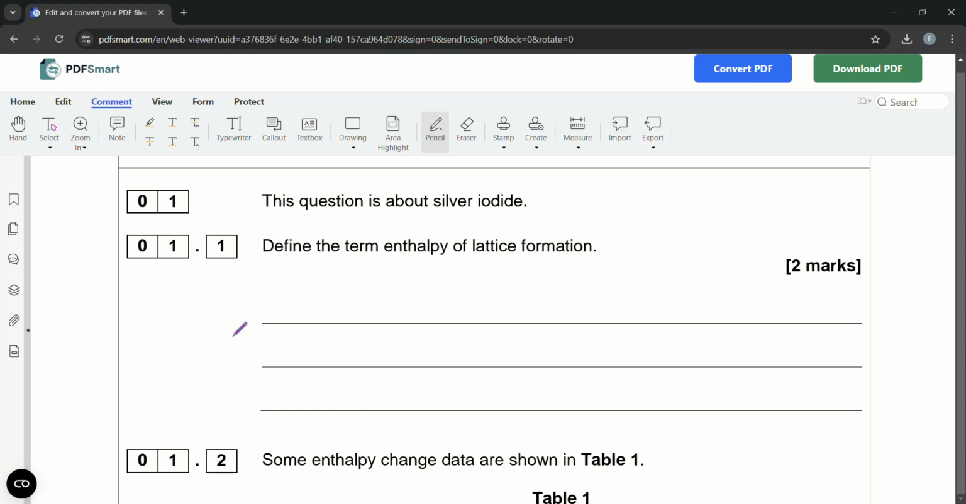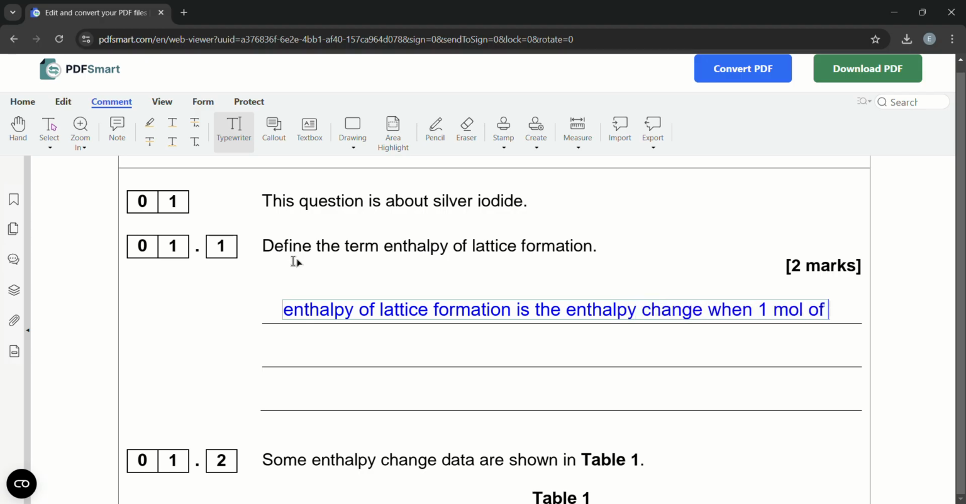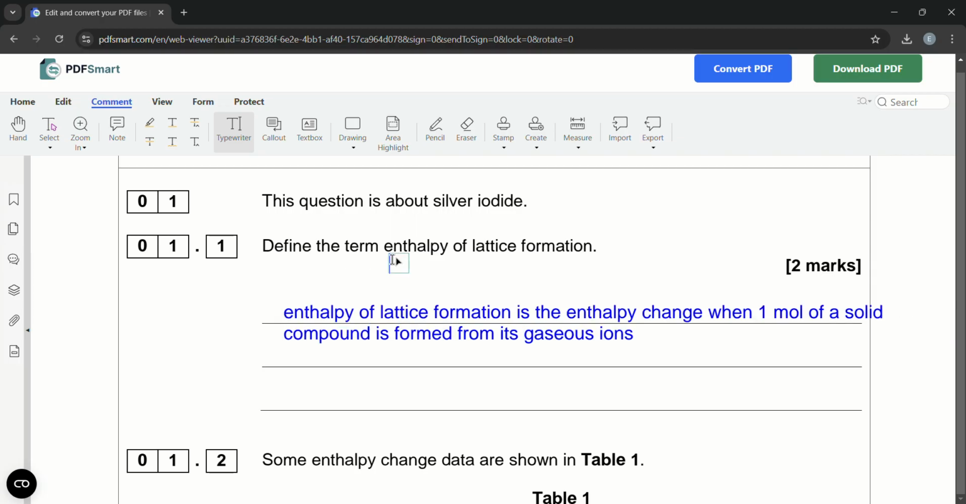So first question, define enthalpy of lattice formation. Well, let's type this out. Enthalpy of lattice formation, I keep spelling it wrong, is the enthalpy change when 1 mole of a solid ionic compound is formed from its gaseous ions. Just a definition question for 2 marks, pretty nice.